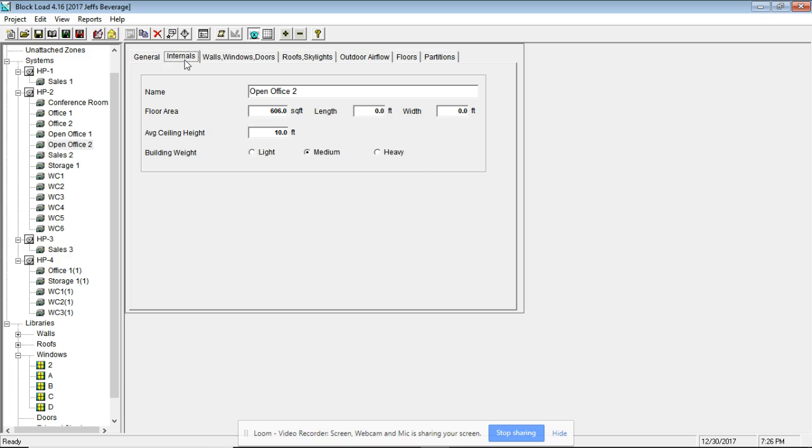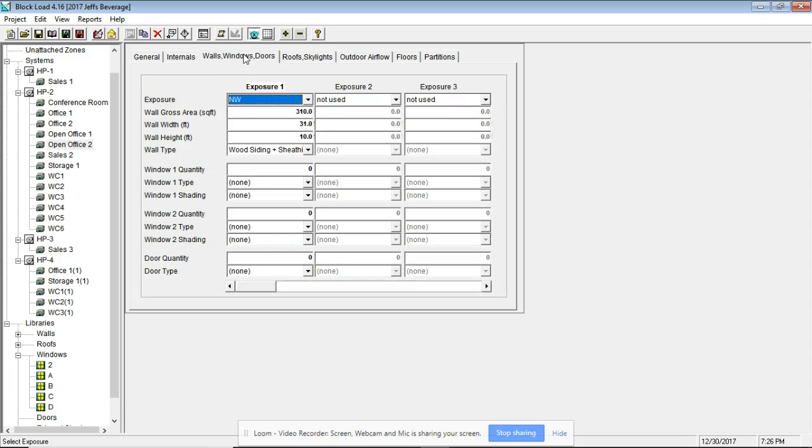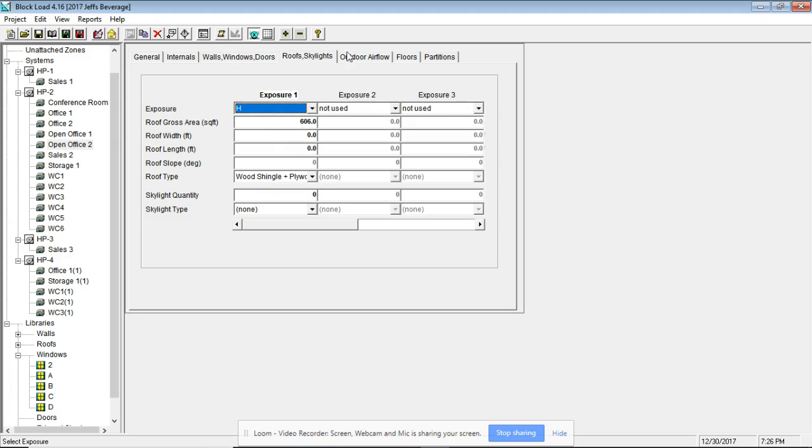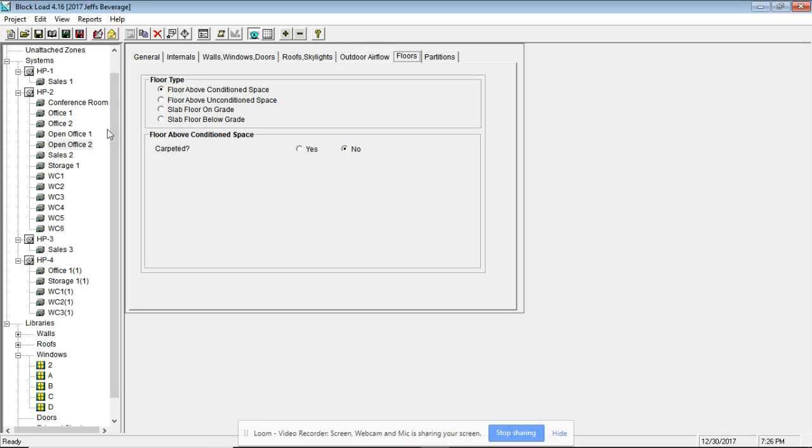606, 10 feet high. Internals is 4 people with their 4 computers. There's one wall facing northwest. It's 31 feet long, 10 feet high, and it has no windows. It has a roof that's horizontal. It has some outside air, no exhaust, right? And it has a floor, but it's above conditioned space.